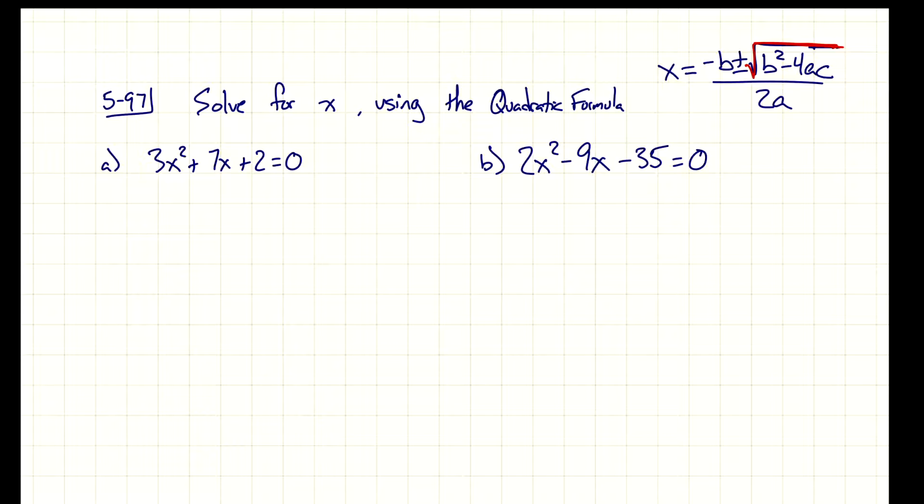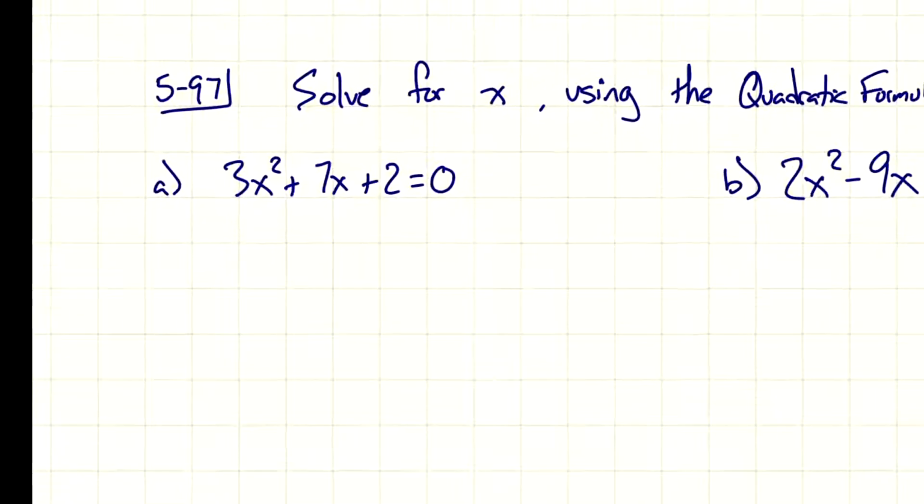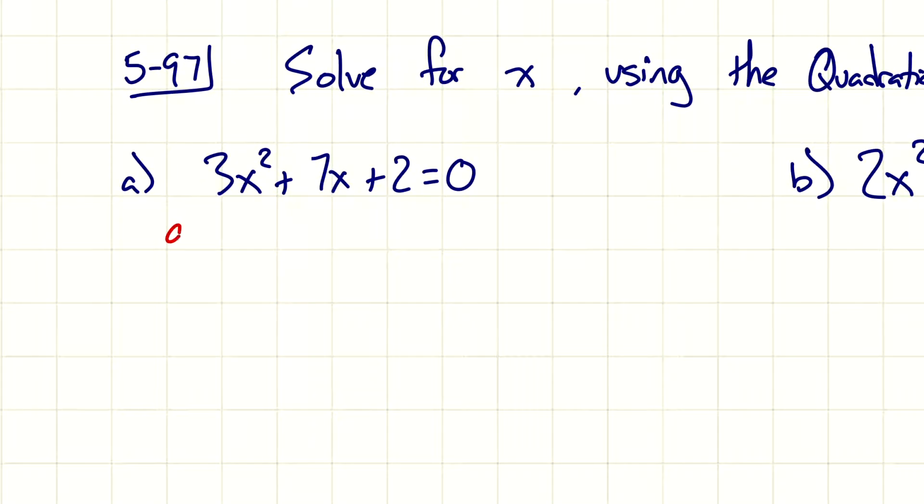All right, so probably the first thing I would do is think about what my ABCs are. So in this case, A equals some number, B equals some number, and C equals some number. Let's see if you know what those are. All right, so in this case, A equals 3, B equals 7, and C equals 2.